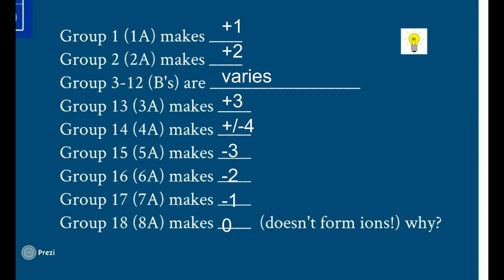But anyway, 5A is going to be negative 3. 6A is going to be negative 2. 7A, and so on. And the very last group is not going to do anything because they are a full shell.